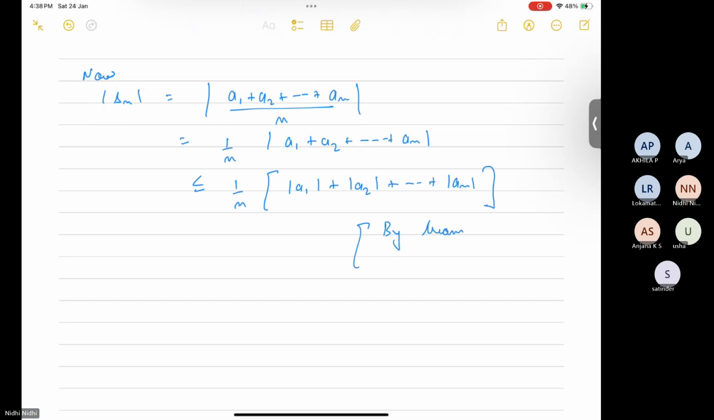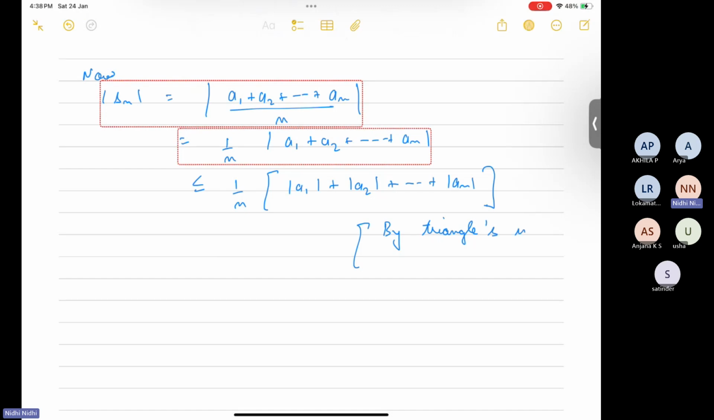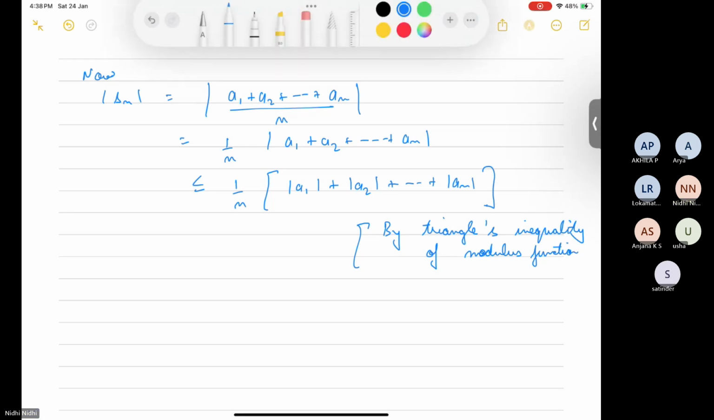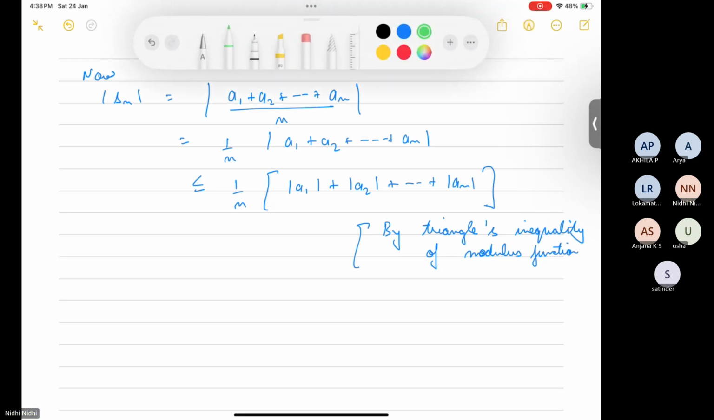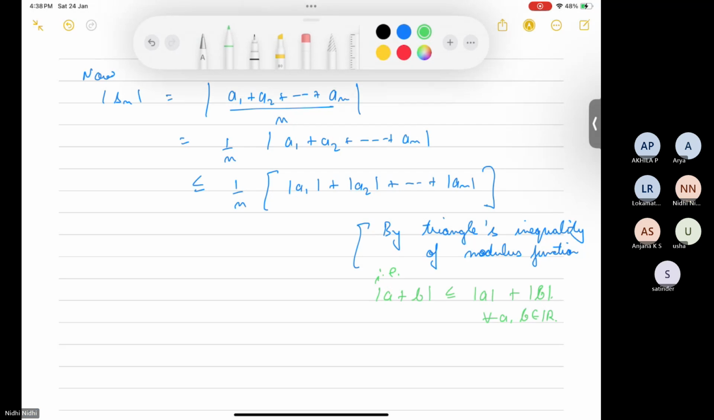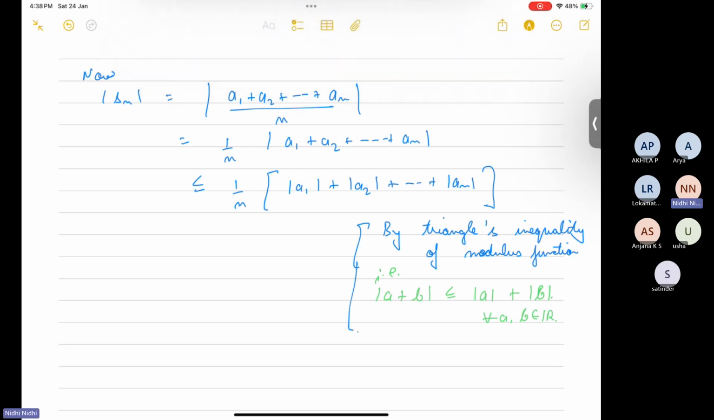By the triangle inequality of the modulus function, which basically says that mod a plus b is less than or equal to mod a plus mod b for any real numbers a, b. And obviously we can do this for n number of terms as well.